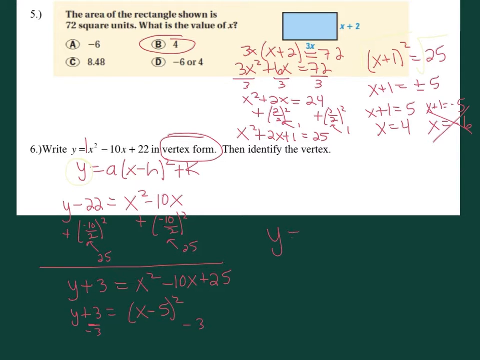So we'll have y equals x minus 5 quantity squared, take away 3, and we can see, oh, here's h. Here's the h value. Here's the k value. So the vertex that they've asked me to identify is 5, negative 3.